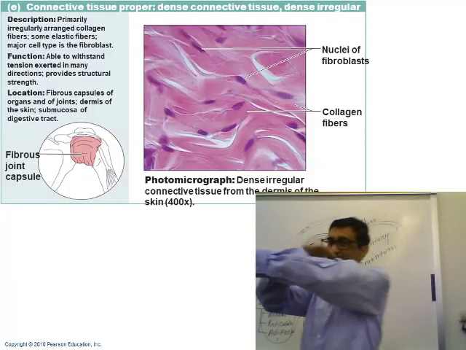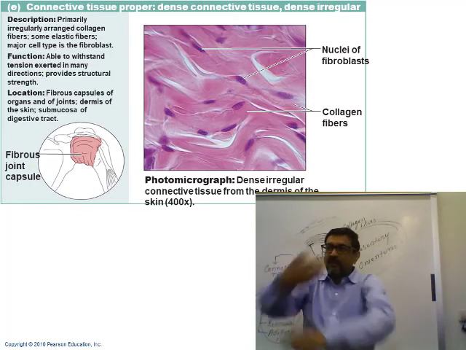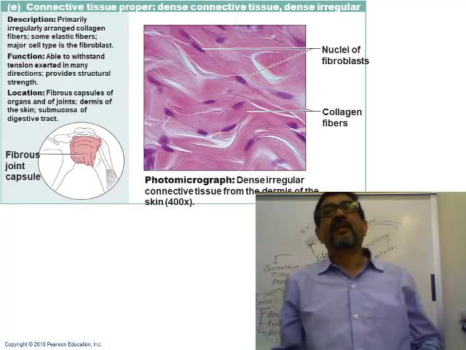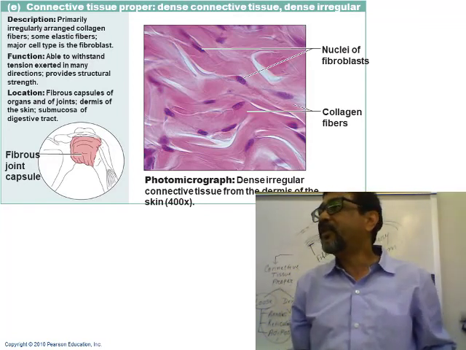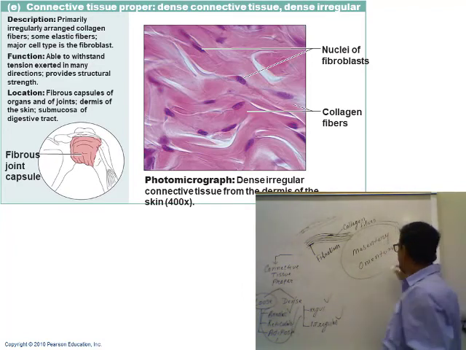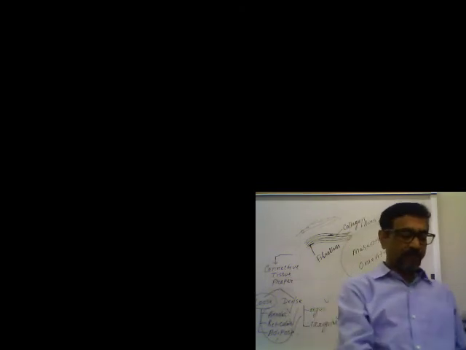You must remember, in the last class I mentioned around the joint you have the covering wrap. That's the joint capsule, which is dense irregular. Another structure, the dermis of the skin. So the capsule of the joints and the dermis of the skin. Just remember this couple.